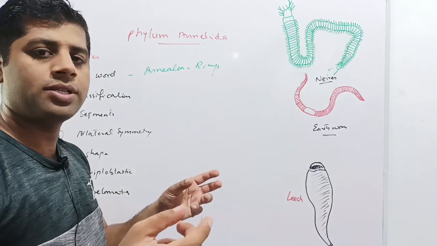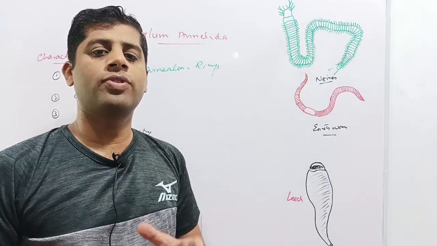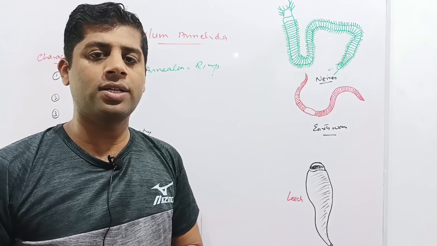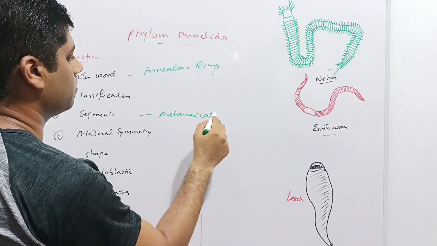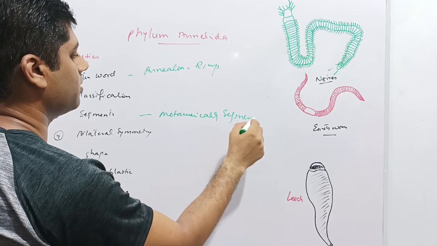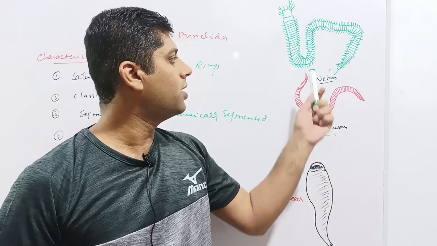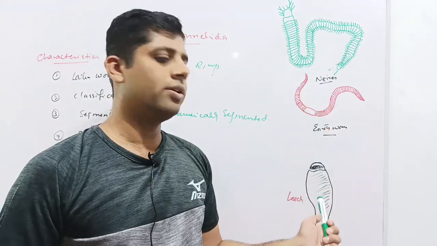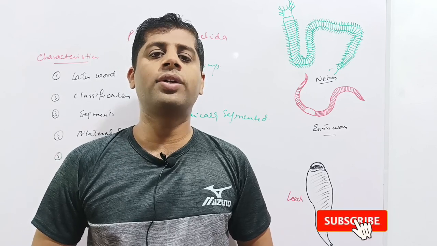These compartments or segments are attached to each other. Due to these separate segments or compartments of their body, these are also referred to as metamerically segmented animals. The common examples of this phylum include Nereis, the Earthworm and Leech. So these are the three common examples of the phylum Annelida and are divided into three classes.